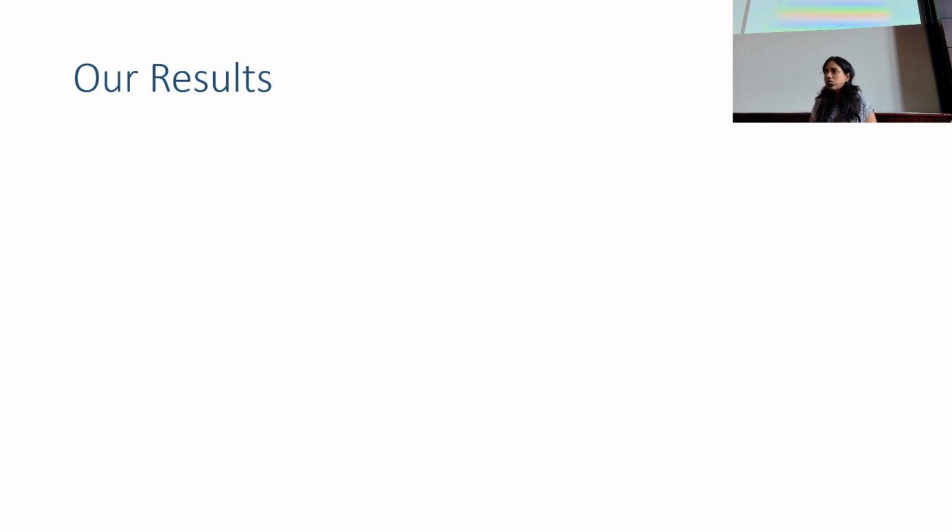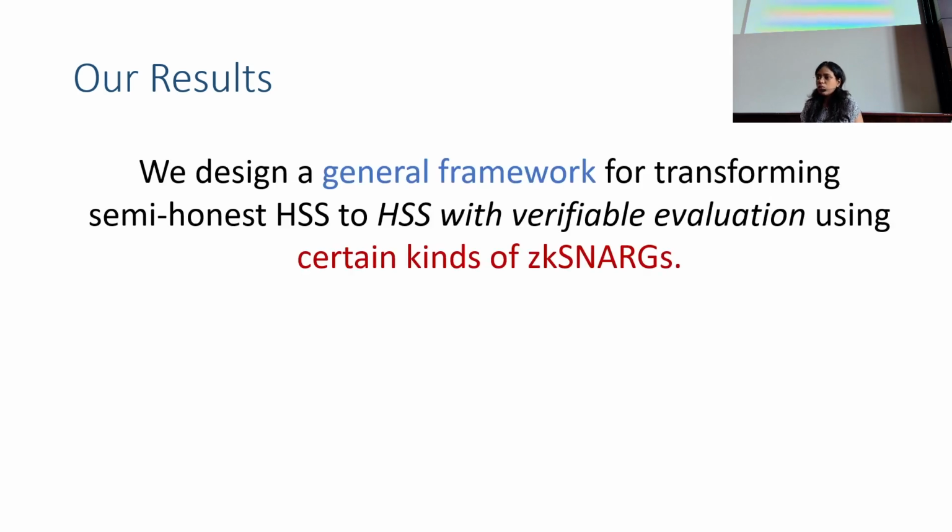Okay, so now the question is, can we actually design a homomorphic secret sharing scheme with verifiable evaluation that only makes black box use of cryptography? And I'm happy to report that we indeed can. We design a general framework for transforming semi-honest homomorphic secret sharing to HSS with verifiable evaluation using some special types of ZK SNARKs, which I'll talk about later in my slides. And I should clarify here that by semi-honest HSS, I'm only talking about HSS schemes that have at most negligible error in correctness. Our framework currently cannot support HSS schemes that have non-negligible correctness error.